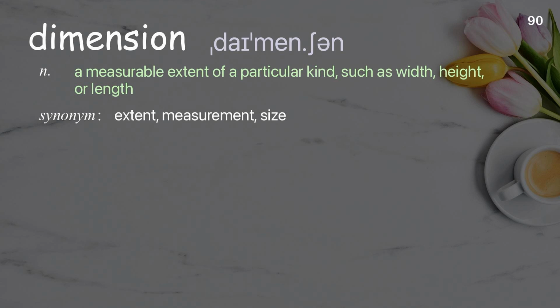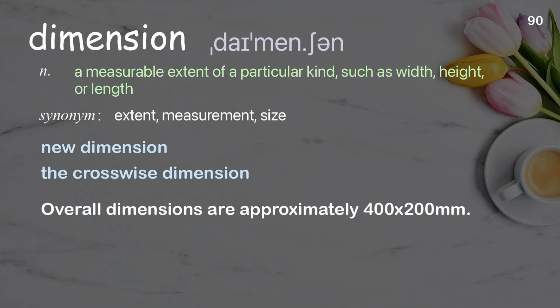Dimension. A measurable extent of a particular kind, such as width, height, or length. Examples: new dimension. The crosswise dimension. Overall dimensions are approximately 400 by 200 millimeters.